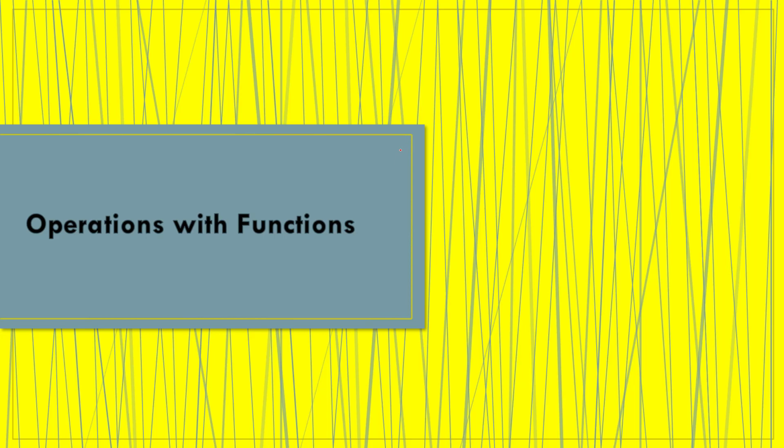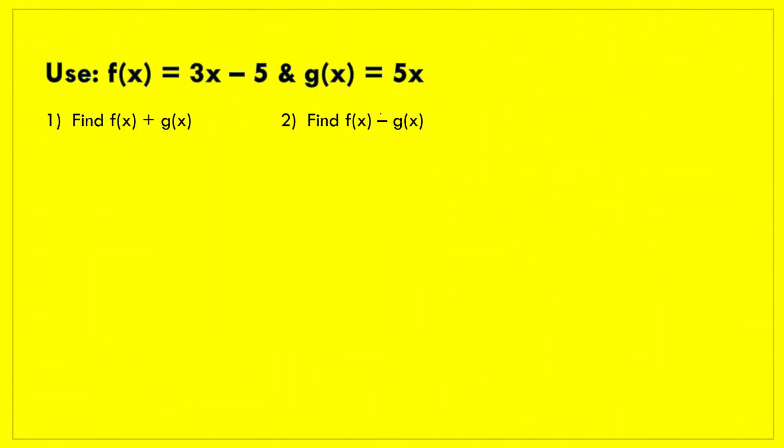Operations with these functions. Find f of x. Use f of x equals 3x minus 5 and g of x equals 5x. So we want to find f of x plus g of x. Well, f of x is this value, so we're going to substitute that in, 3x minus 5, and we're going to add to that g of x, which is this value, and so we're going to substitute that in, 5x.